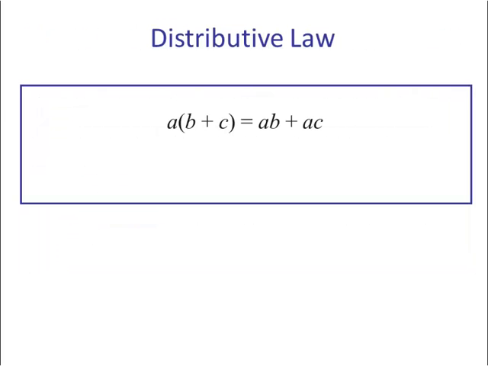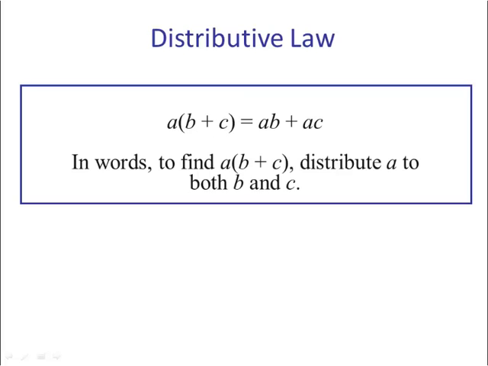Here's the distributive law, or sometimes called the distributive property. This is where we have a quantity A times a sum, in this case B plus C. So it's A times B plus A times C. So in words, we find A times the quantity B plus C. Distribute A to both B and C.